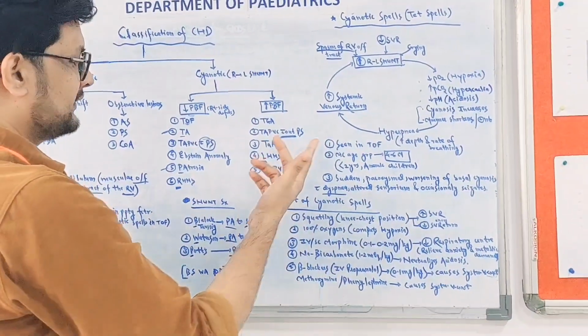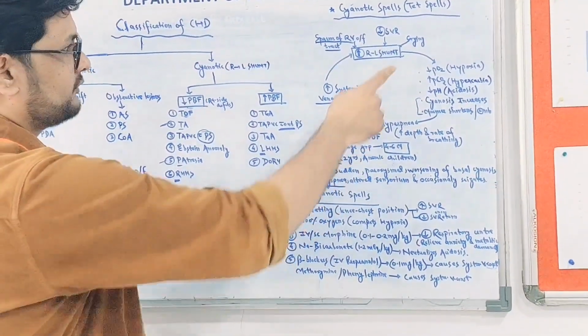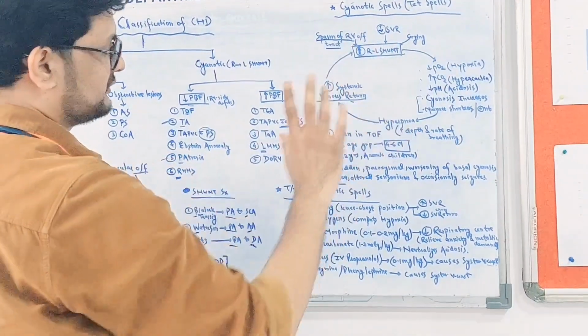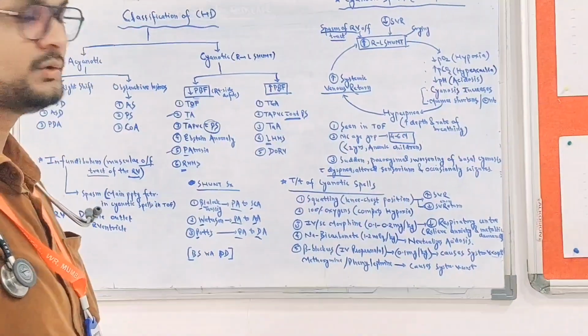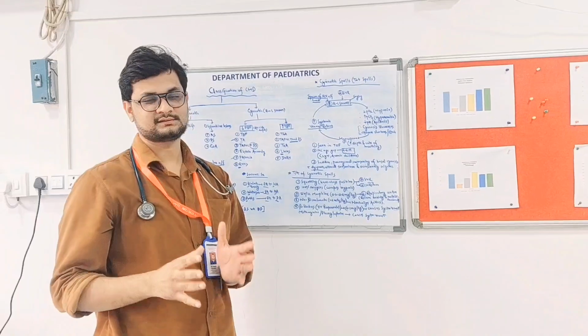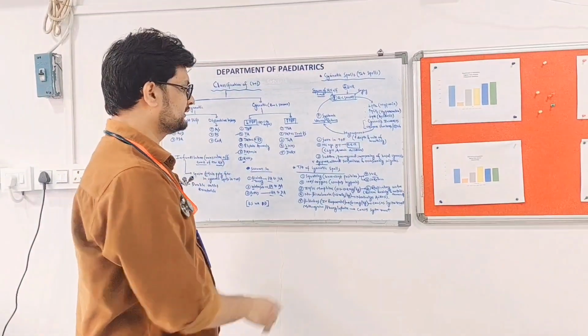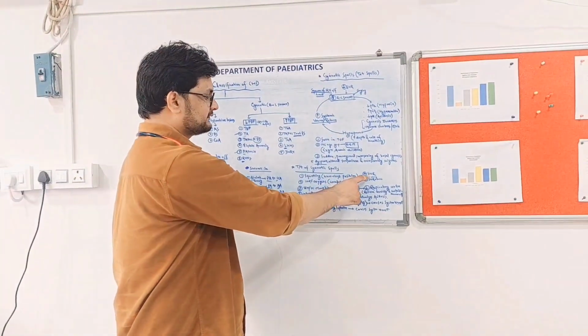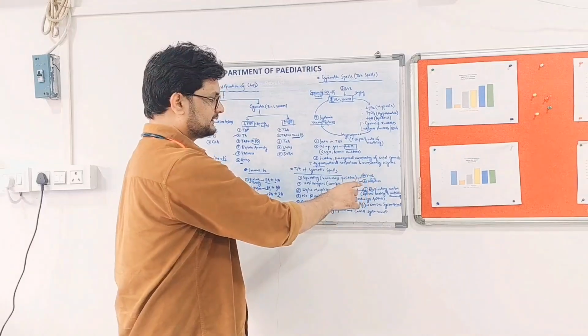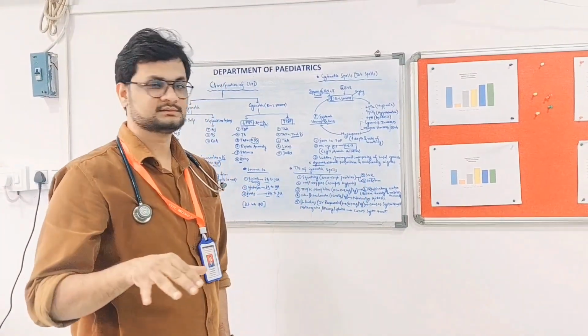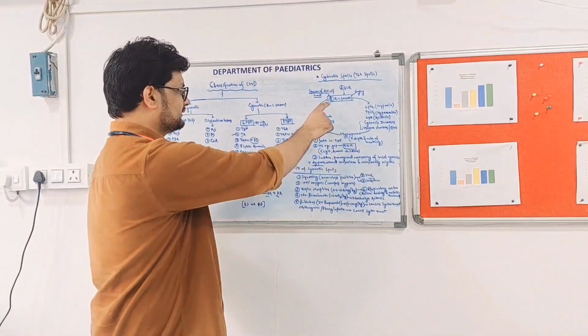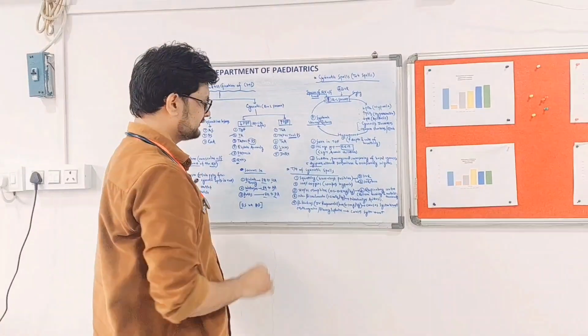And let us see the treatment of cyanotic spells. Basically in treatment we have to manage the things which are occurring in the pathophysiology. First of all, what you can do at home is squatting, that is the knee chest position. By this knee chest position, it will increase the systemic vascular resistance and it will decrease the systemic venous return. So there will be decreased right to left shunt.